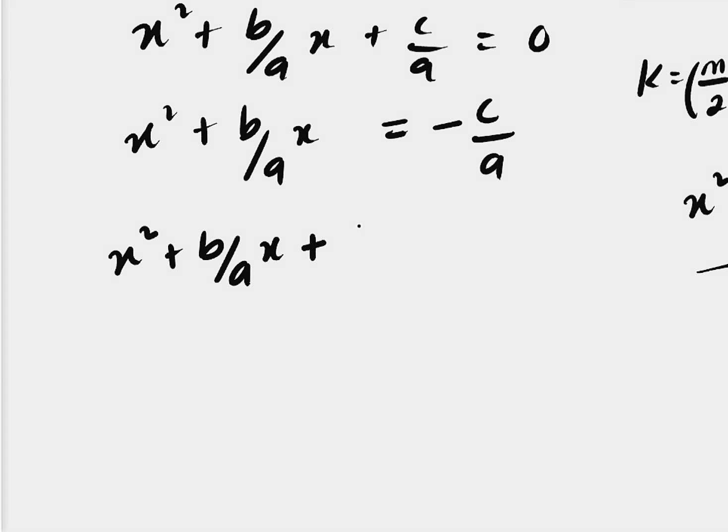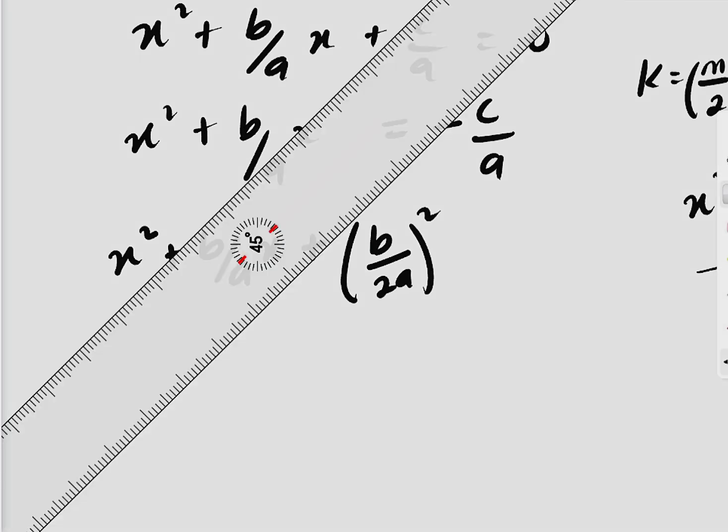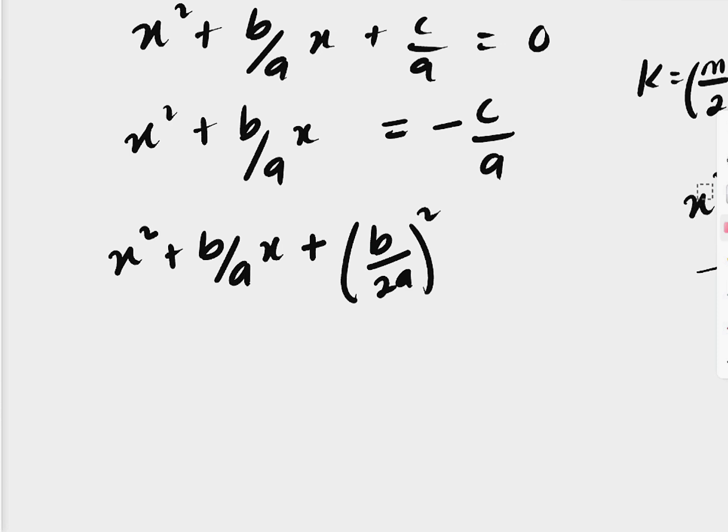So we have plus, open bracket, b over 2a, all squared. Let's pick the eraser to erase some things. Let's erase this as well.